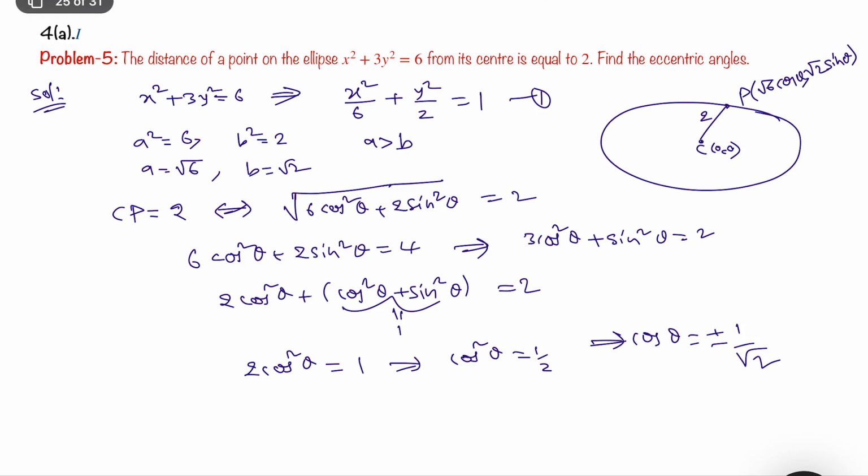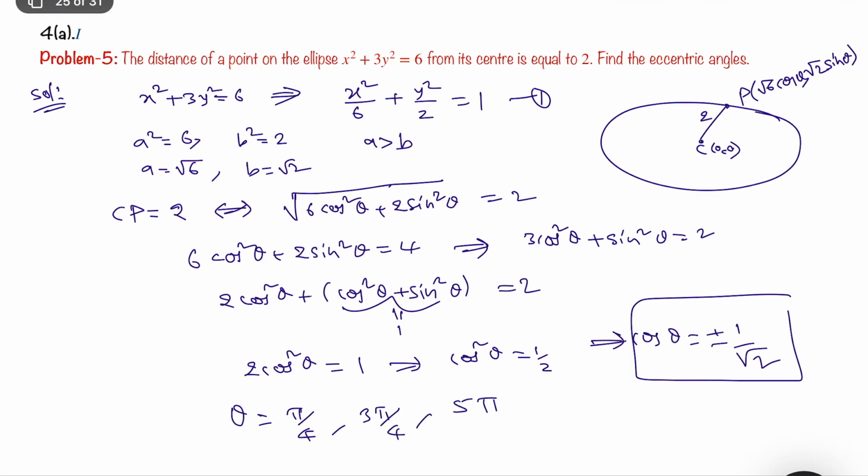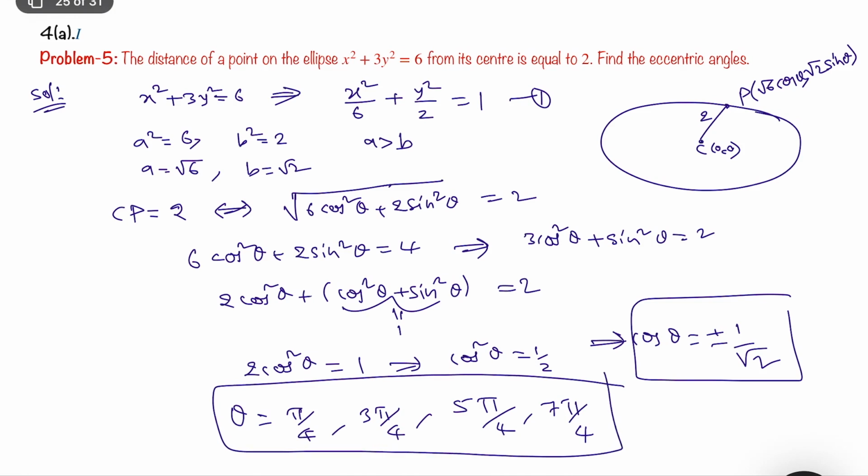Okay. Now, if you solve this trigonometric equation, you will see that theta equal to pi by 4, 3 pi by 4, 5 pi by 4, 7 pi by 4. Okay, so these are eccentric angles of the point P whose distance from center is 2. Okay, fine.